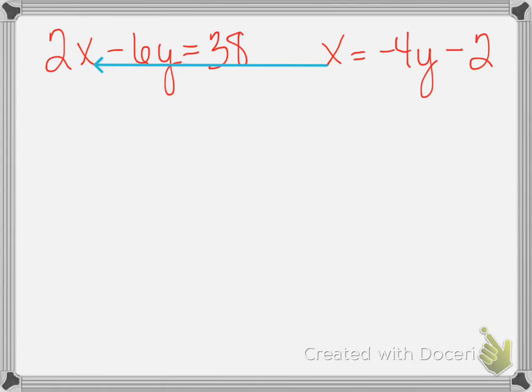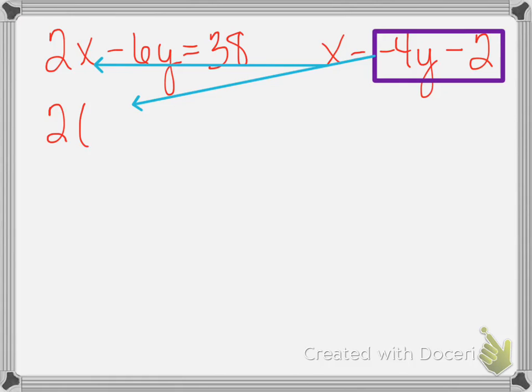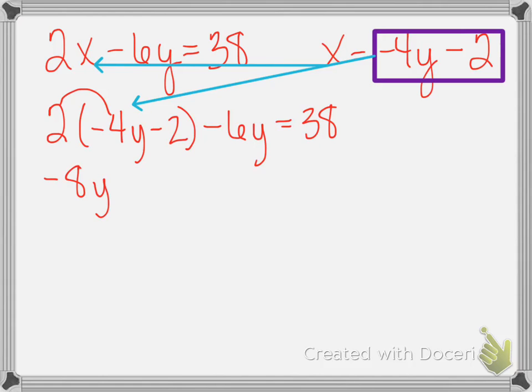So substitute it in. So we would have 2 times everything that x equals, which is negative 4y minus 2. And we're going to plug that into our parentheses. So 2 parentheses, negative 4y minus 2. And then you're going to bring down the minus 6y equals 38. So you're going to distribute 2 times negative 4y and get negative 8y, and distribute 2 times negative 2 to get negative 4. And then bring everything else down: minus 6y equals 38.